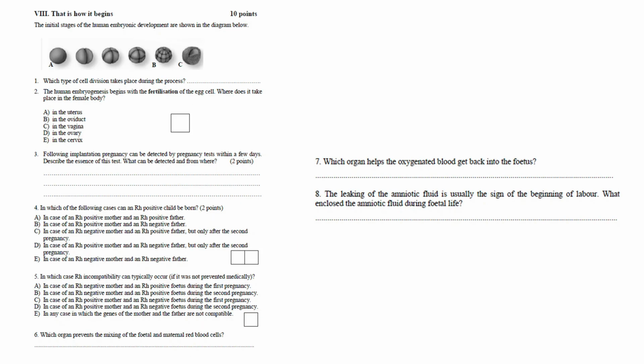We arrive to the last exercise. That is how it begins. The initial stages of the human embryonic development are shown in the diagram below. Which type of cell division takes place during the process? That's a big help for us that we have these images in here.